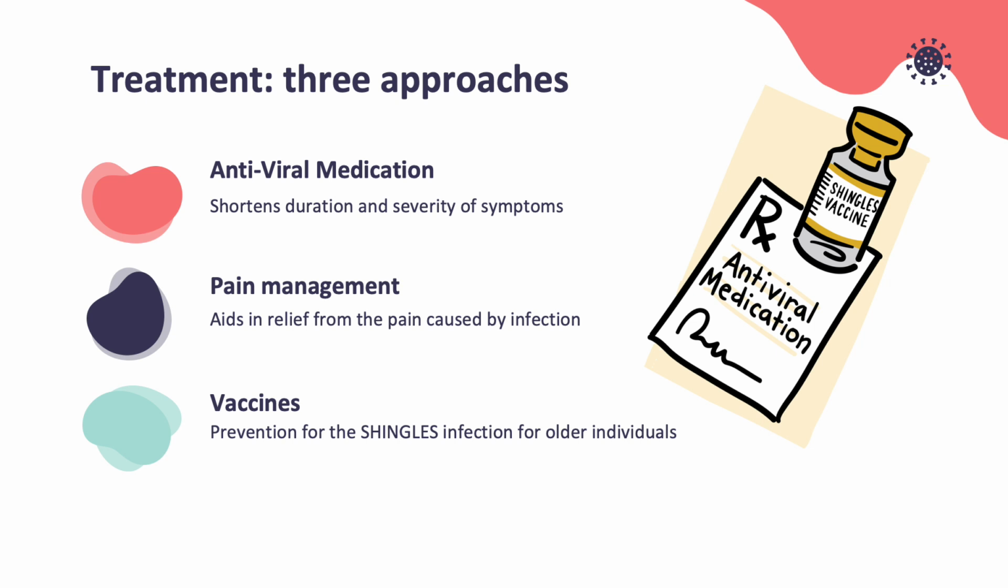Treatment. 3 approaches. First is the antiviral medications, which can shorten the duration and severity of symptoms. Pain management is sort of self-explanatory. It's meant to alleviate the pain caused by the infection. And vaccines are used for the prevention of shingles for the older adult.